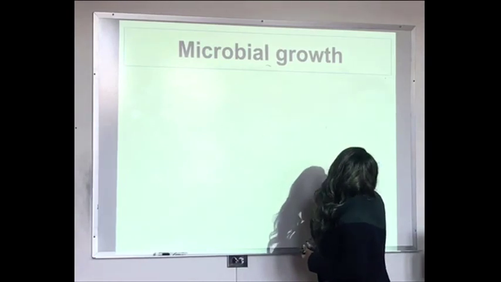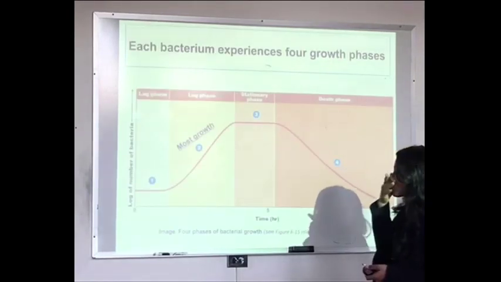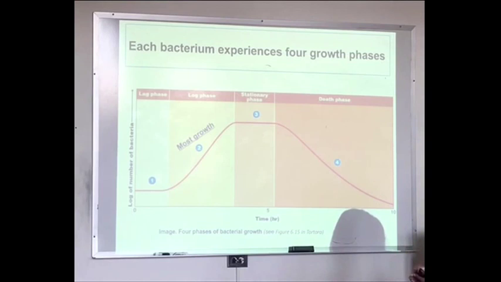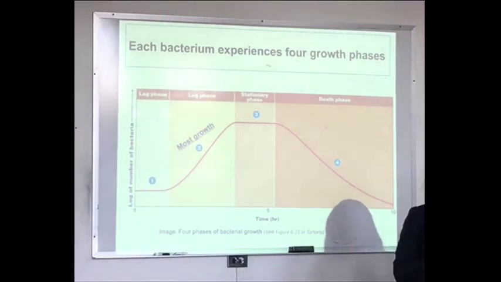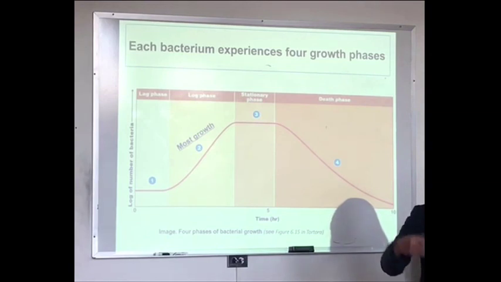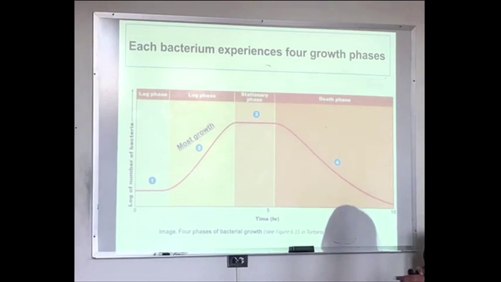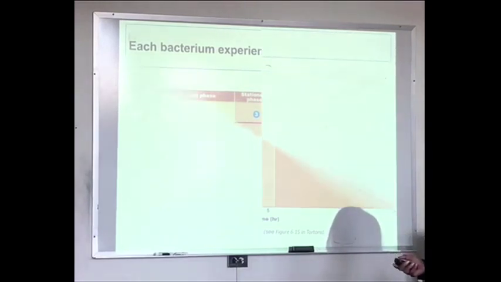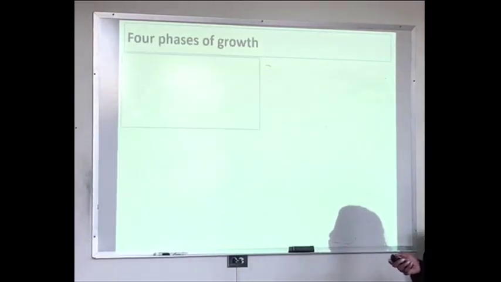So let's look at the first thing that we need to understand about our bacterial cells. Each bacterium will go through a phase of growth. Once we transfer a bacteria to an environment that is suitable for their growth, they will grow successfully and they'll continue to divide and double and double and double until you have many, many cells. So let's look at the 4 phases of growth that the bacterial cells go through. The first phase is called the lag phase.